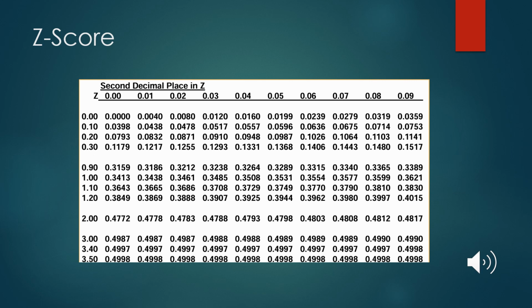A positive z-score indicates that the data point is above the mean, while a negative z-score indicates that the data point is below the mean. The magnitude of the z-score tells you how many standard deviations away from the mean the data point is.